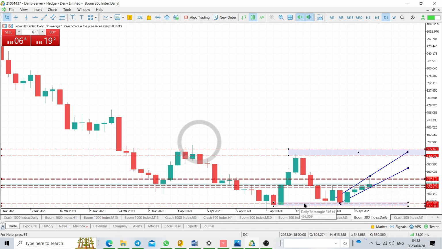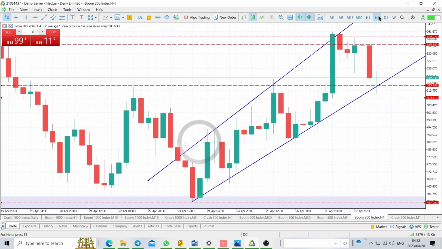So we've marked our swing low and our swing high. This is the immediate high point, and this is the immediate low point. So price is likely going to move up. So let's go to the 4-minute time frame. So currently this is what is taking place.